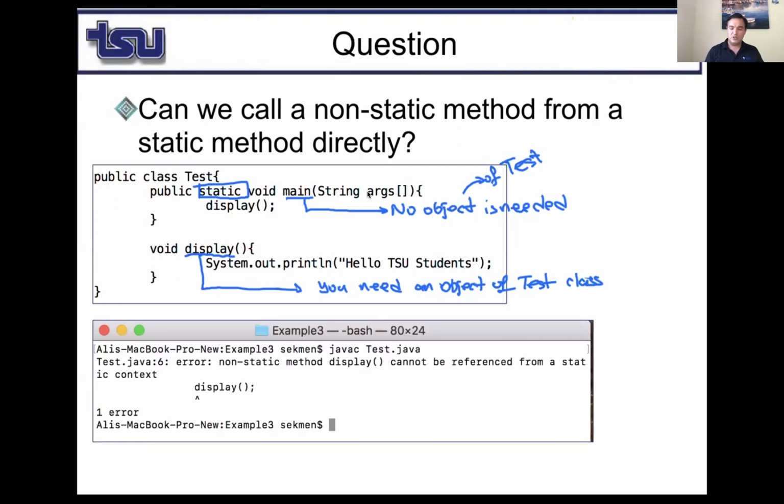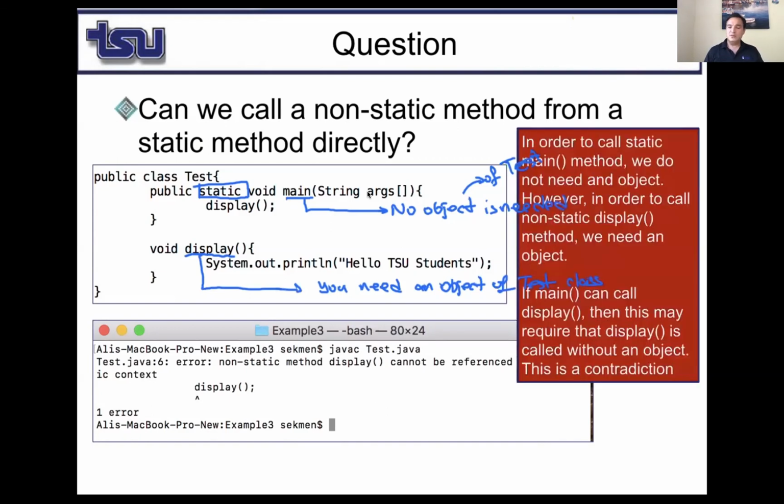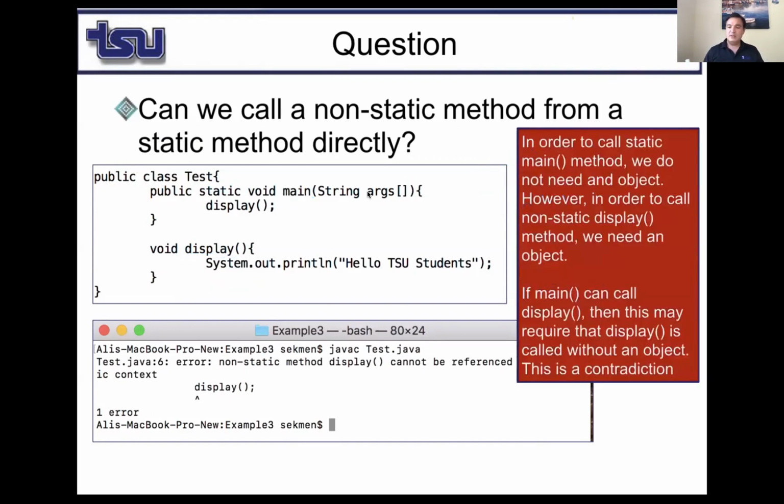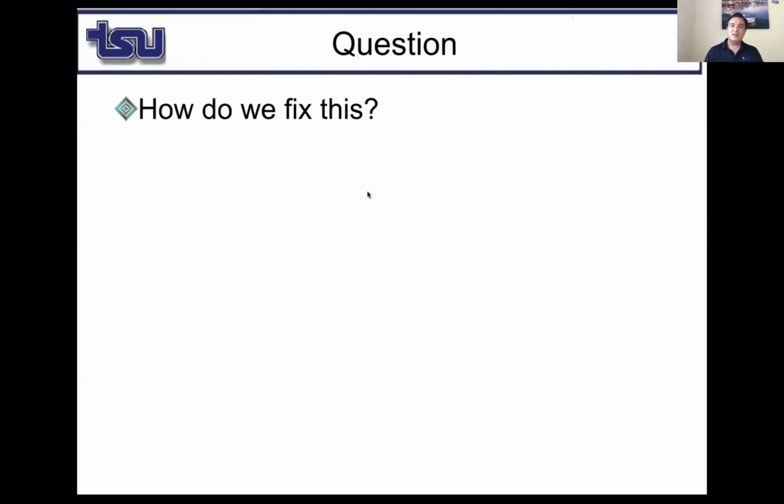Okay, so when you compile, it says non-static method display cannot be referenced from a static context, which is the main method in this case. So in order to call static main method, we do not need an object. However, in order to call non-static display, we need an object. If main can call display, then this may require that display is called without an object. That's a contradiction. So how do we fix it?